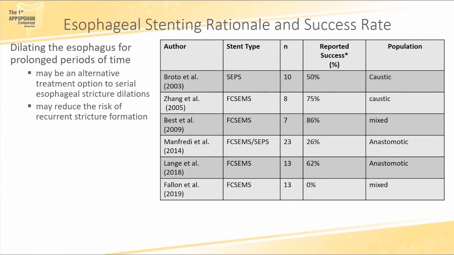Now, why do we stent? Well, if you look at the rationale for stenting, it makes sense. Instead of doing intermittent balloon dilation, you can dilate the esophagus for a prolonged period of time. And this hopefully would reduce the risk of recurrent stricture formation. However, when we look at the pediatric literature, the reported success rate is variable, anywhere from 0% to as high as 86%.